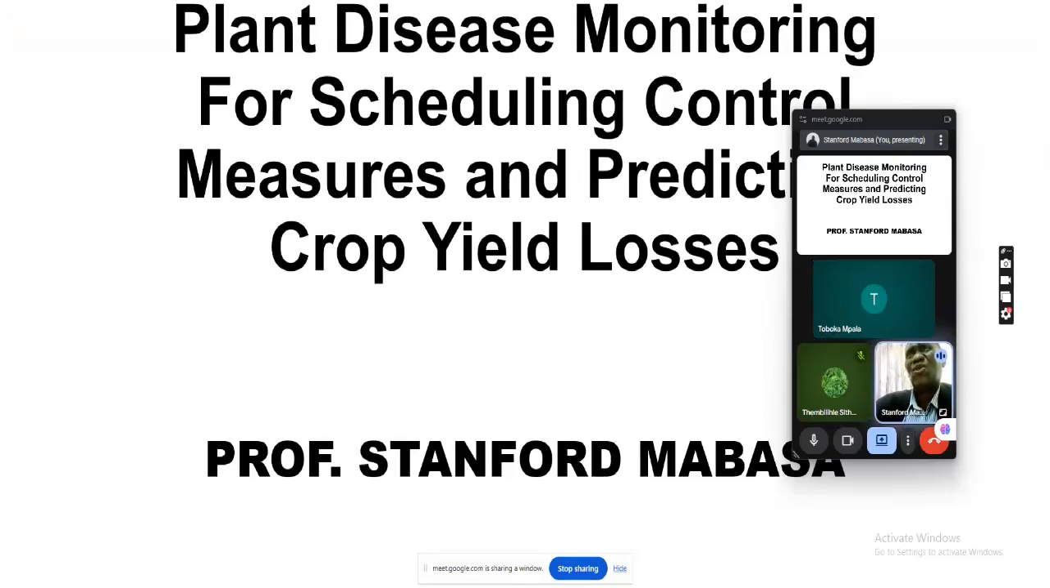Right, we are now going to talk about plant disease monitoring for scheduling control. Remember, if we are monitoring the pest, we want to plan for its control. And also we want to assess what kind of yield losses we can get due to the presence of that pest. So, plant disease monitoring for scheduling control measures and predicting crop yield loss.